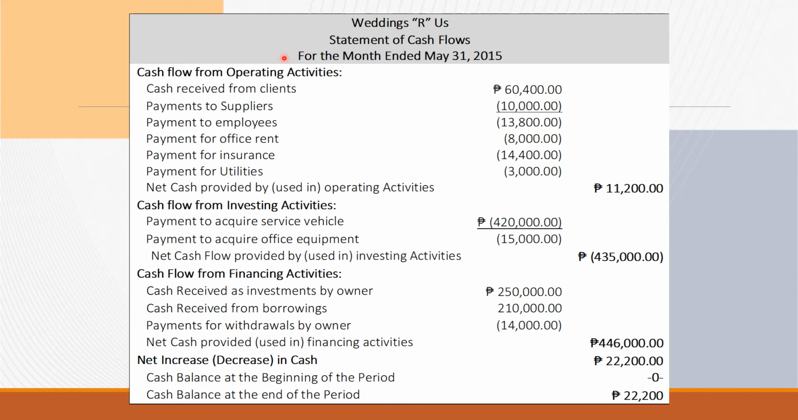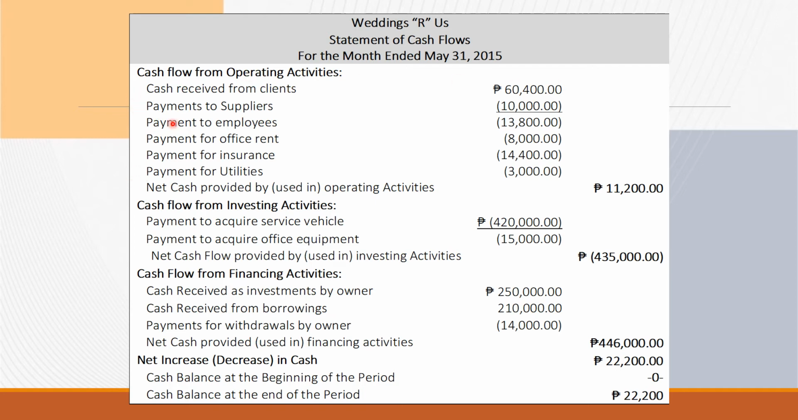The first part will be the cash flow from operating activities. Please take note, if it will increase the cash, it will be positive. But if it will decrease the cash, it will be negative. The first one is the cash received from clients. This is a positive value, 60,400.